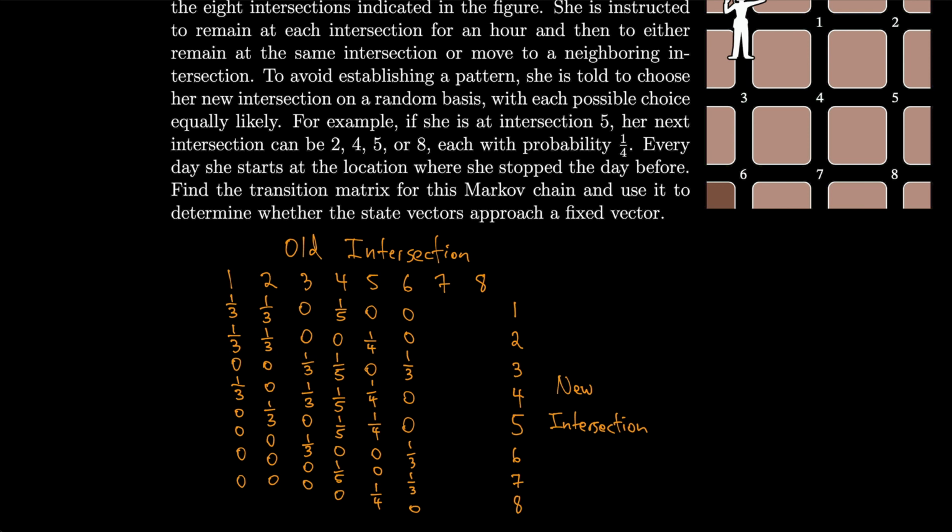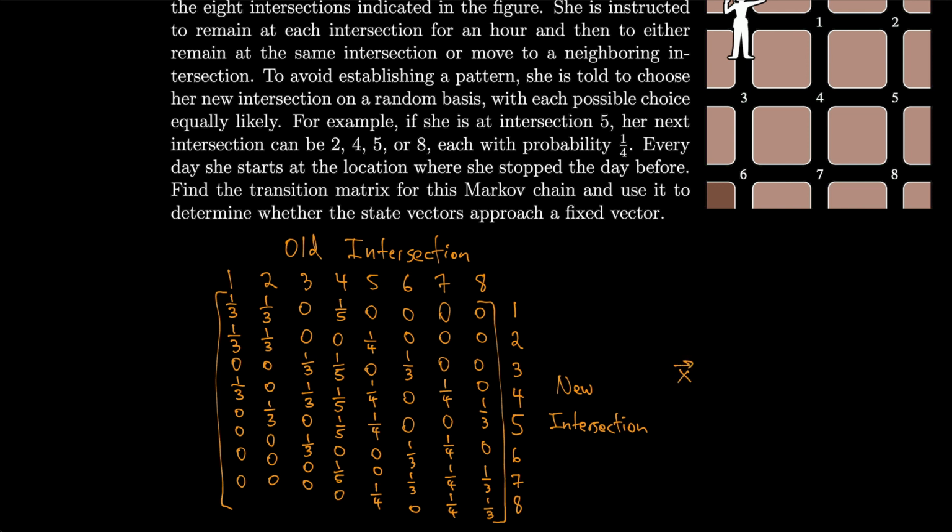Yeah, I didn't do a very good job lining this up, but that's okay. So for 7 it's 0, 0, 0, 1/4, 0, 1/4, 1/4, 1/4. And last but not least, we have 8. We have 0, 0, 0, 0, 1/3, 0, 1/3, 1/3. And this is our transition matrix. Maybe you want to draw it a little bit more neatly. In any case, how about we start with state vector at 5. So we'll have zeros for all of the other intersections and a 1 at 5.